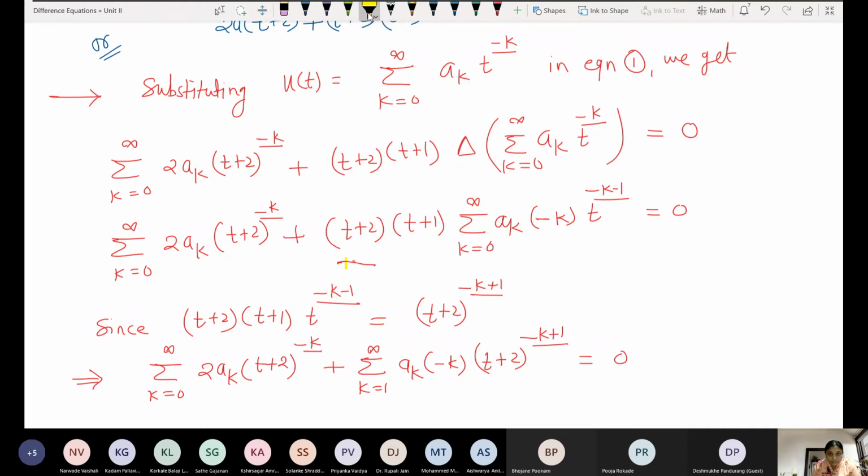Is this okay? Yes, ma'am. Summation k is equal to 1 to infinity a_k (t minus k) falling plus 2 (t minus k plus 1) falling.